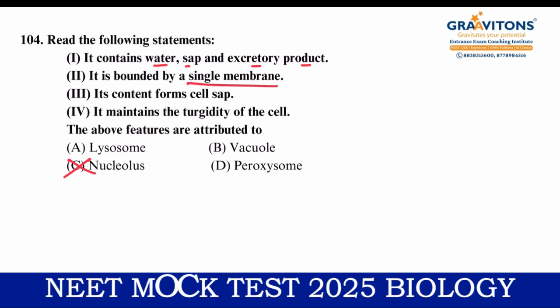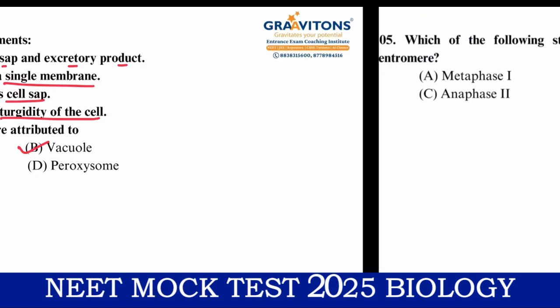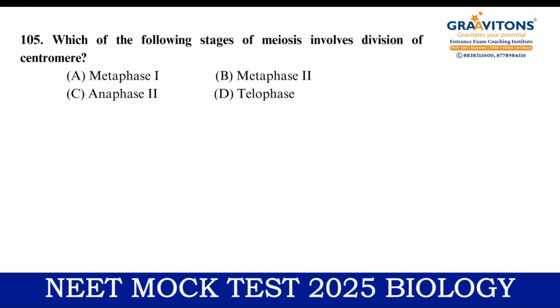The remaining three are single membrane, and it contains cell sap and maintains the turgidity of the cell. These two are the important functions of the vacuole. So the answer for question number 104 is option B. Next question. Which of the following stages of meiosis involves division of centromere? Obviously it is anaphase 2.